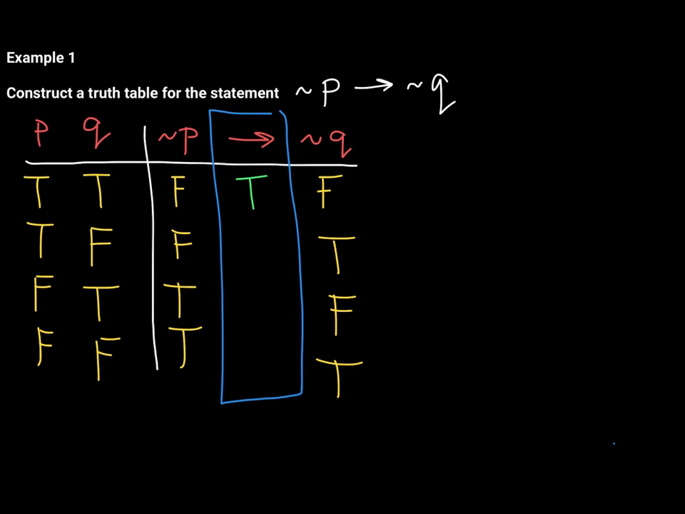False, true, it's still true. Here it is, folks. True, false. That is the case when a conditional statement is false. All others are true. So this is our truth table for this statement. We know when this statement is true and we know when this statement is false.